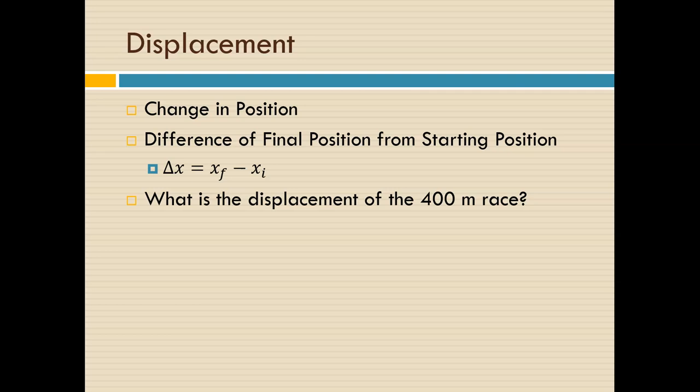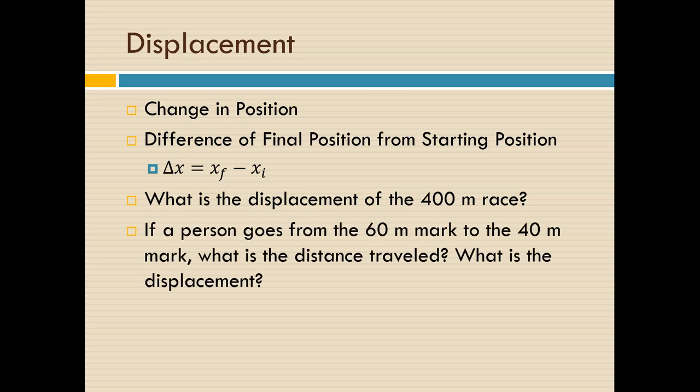What is the displacement of the 400-meter race? The answer is 0, because you end up at the same point you start at. Here's another one. If a person goes from the 60-meter mark to the 40-meter mark, again, standard track, what is the distance traveled? You guys should be able to do this off the top of your heads. What's the distance traveled? 20 meters.